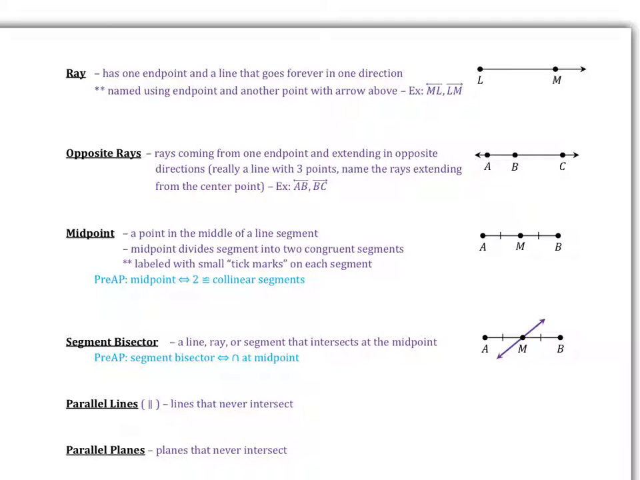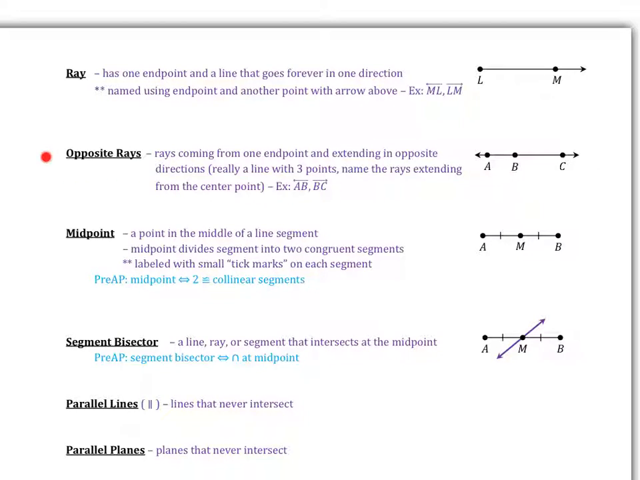Okay, next we have the word ray, and a ray has one endpoint and a line that goes forever in one direction, as it's shown here. The endpoint L is a dot, and then the line goes over the point M and beyond. So we're going to name it using the endpoint and another point with the arrow above it. In this case, we could name it Ray LM. Even if the M comes first, the endpoint is read first.